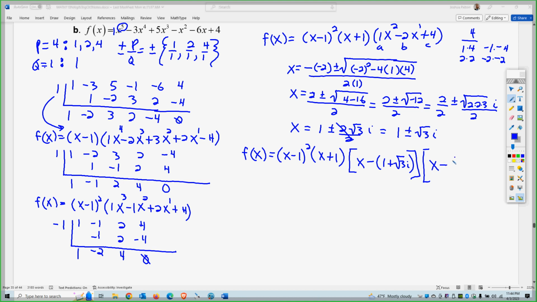And x minus 1, minus root 3i. Okay, so those are my factors, right? So my zeros. We got 1, negative 1, and then 1 plus root 3i, and 1 minus root 3i.